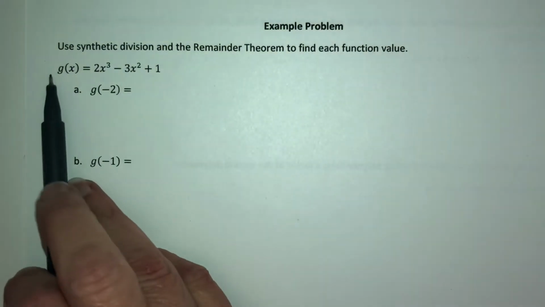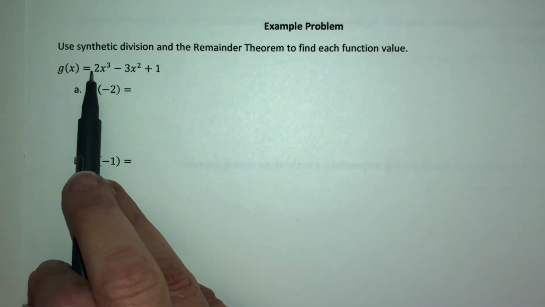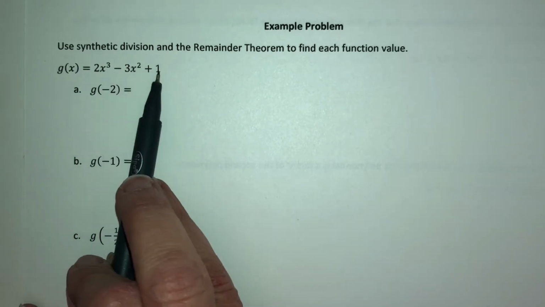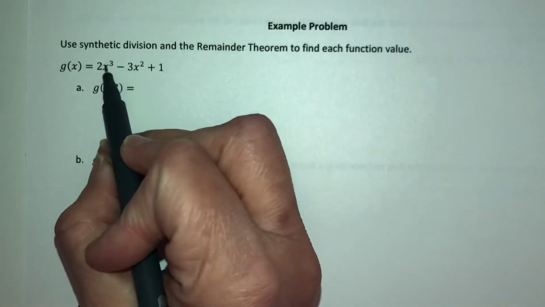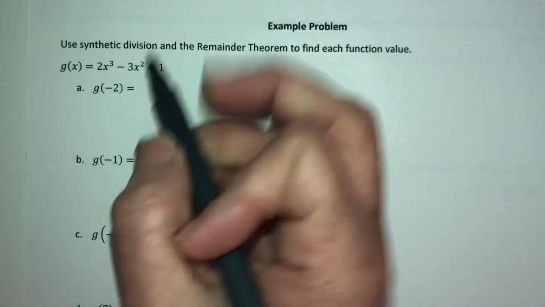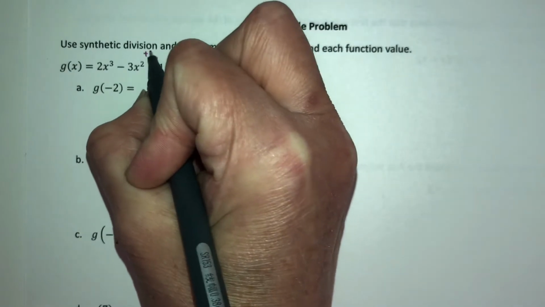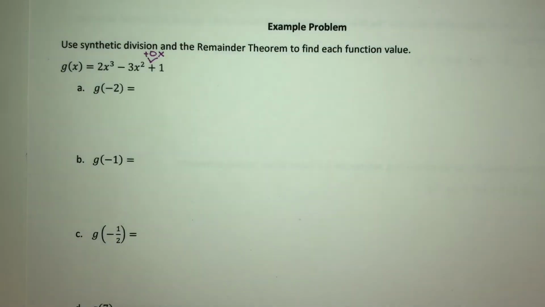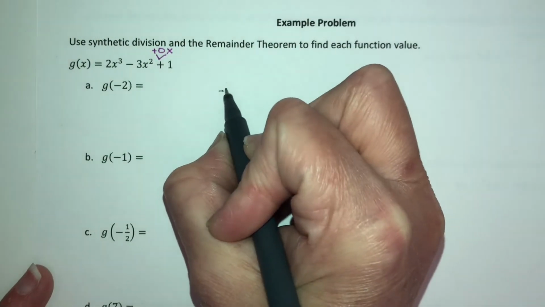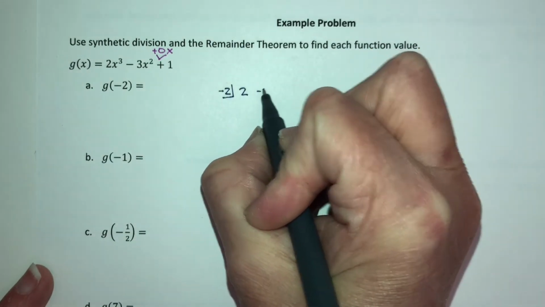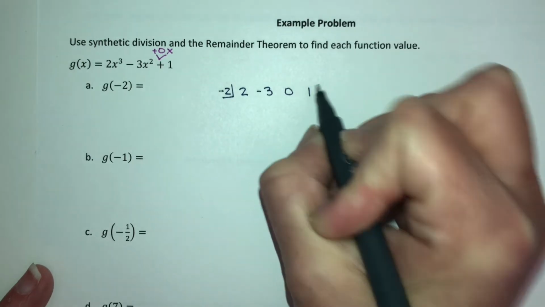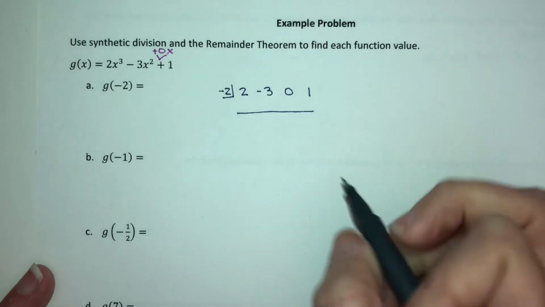So I've got g of x is equal to 2x cubed minus 3x squared plus 1, and I'm going to be doing synthetic division 4 times. If you look here, I have a third power, a second power, I do not have a first power. So right in here, I have plus 0x and then plus 1. Now, synthetic division. I'm going to take the -2, put it in the half box, write down my coefficients here, and then do these calculations.